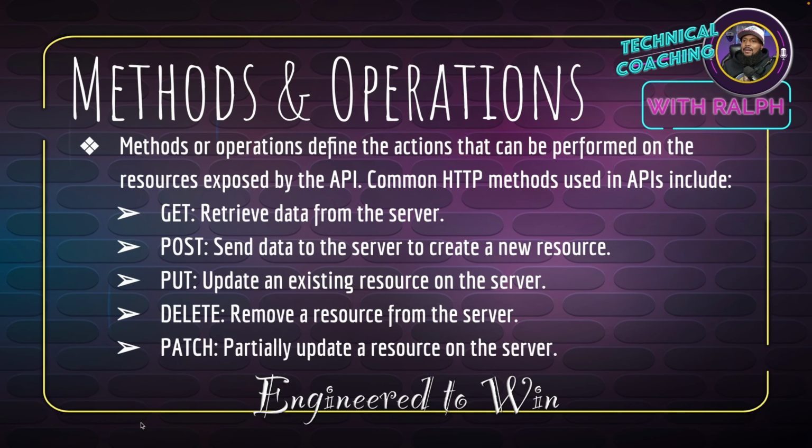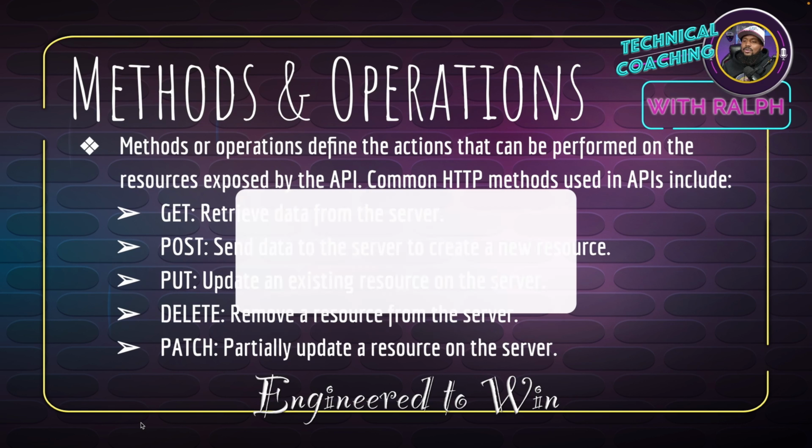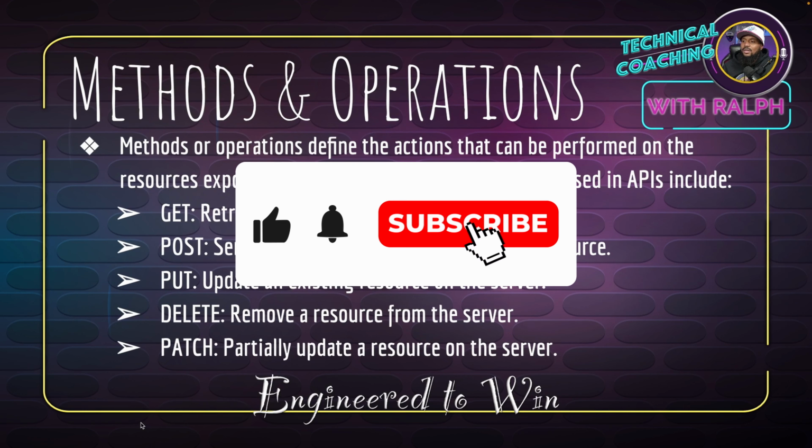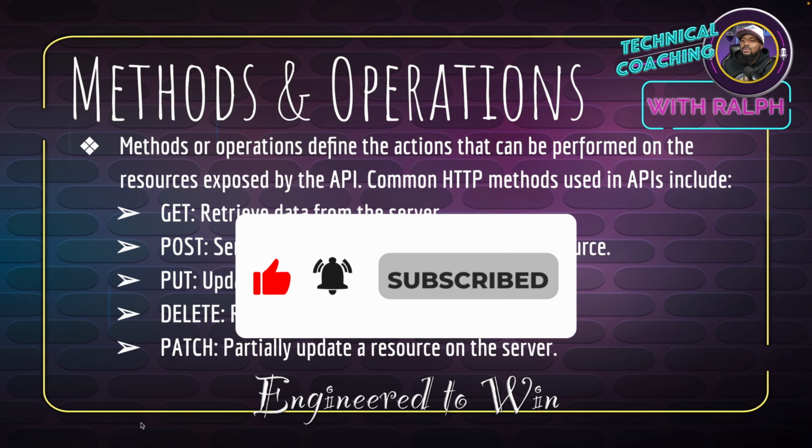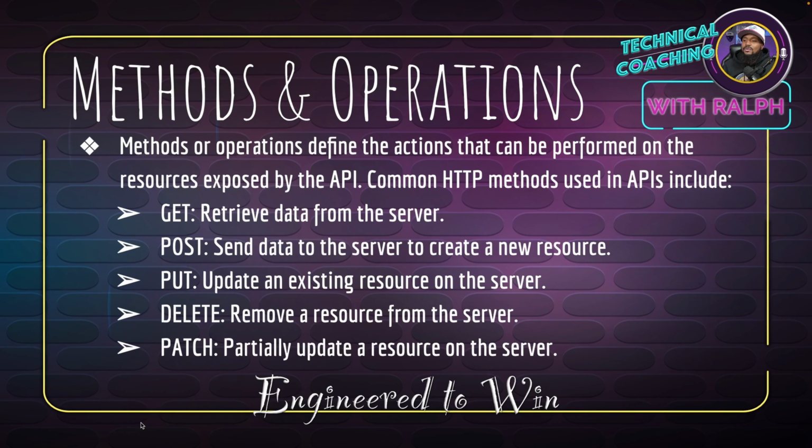Next up, methods and operations. Methods or operations define the action that can be performed on the resource exposed by the API. Common HTTP methods used for APIs include the GET request, to retrieve data from the server, the POST request to send data to the server or to create a new resource, the PUT request to update an existing resource on the server, DELETE to remove a resource, and PATCH to partially update a resource.